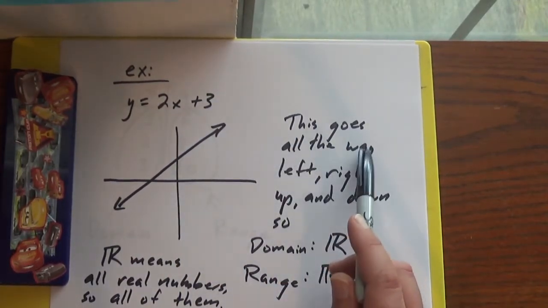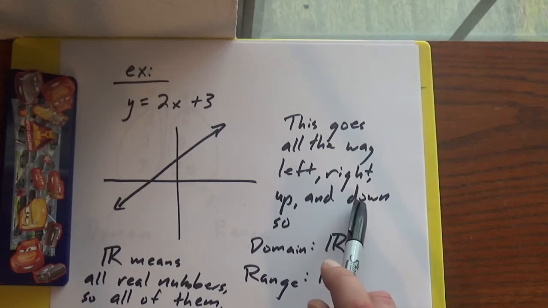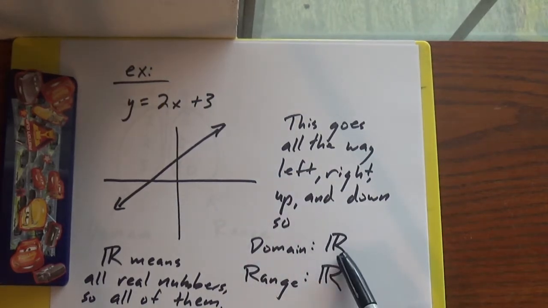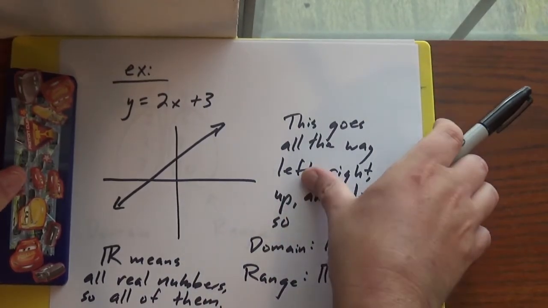So since it goes all the way left, right, up, and down, our domain's going to be all real numbers, and our range is all real numbers. All real numbers means all numbers, so all of them. Positives, negatives, decimals, fractions, all of them.